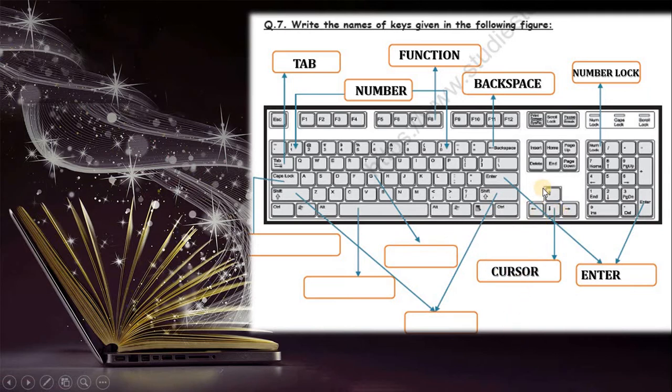Now see the four arrow keys, we call them cursor keys. Which key? Cursor key. Up, down, right, left. By pressing these keys, the cursor moves in the direction upside, downside, right side and left side, right? So these are the keys which are called cursor keys. Correct?